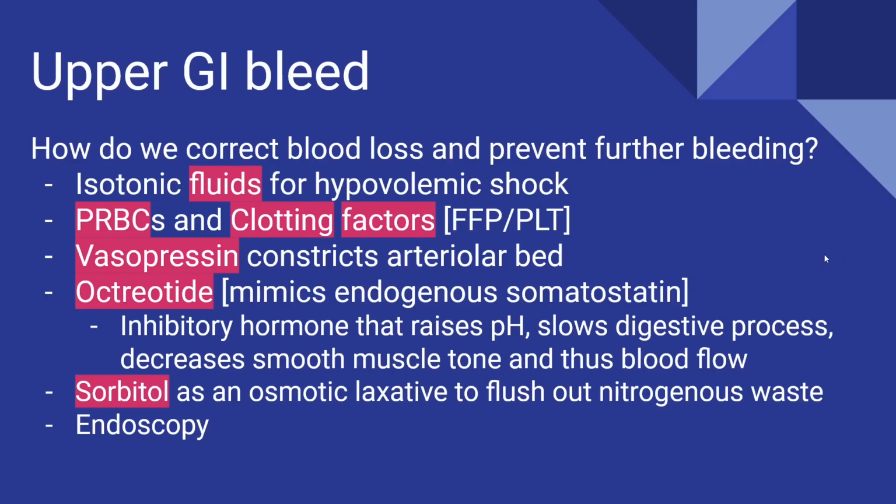Another thing we can give is sorbitol. That's an osmotic laxative, and it's going to help with flushing all that nitrogen waste out, that blood that turns into nitrogen waste. And if we're not certain if it's an upper or lower GI bleed, we can do an endoscopy. So we can stick a camera down and really discern where it is in the stomach or upper intestine. So that's going to be the first steps for treating an upper GI bleed.